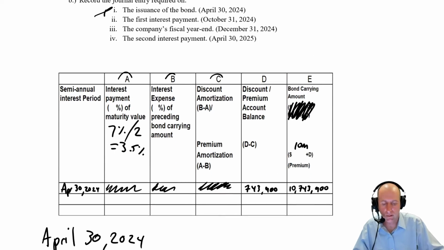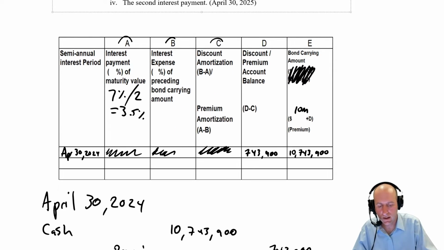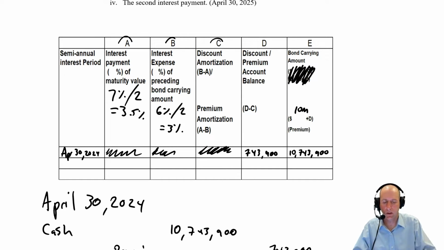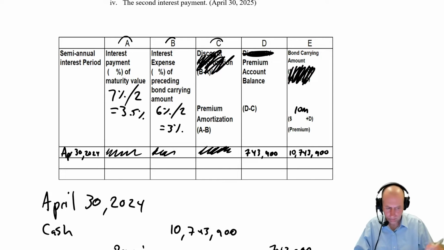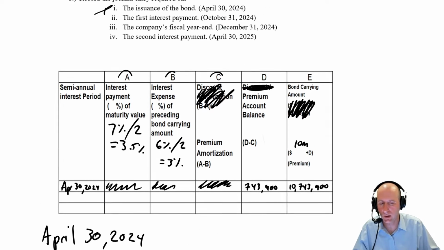So that's why we have that number. The market rate is what's relevant for our interest expense. Our market rate was 6%. Again, divide by 2. That gives us 3% is the percentage we're going to use for this column. Discount amortization, well, we don't have a discount. We have a premium. Discount account balance, nope. Premium account balance. And we've done the bond carrying amount.